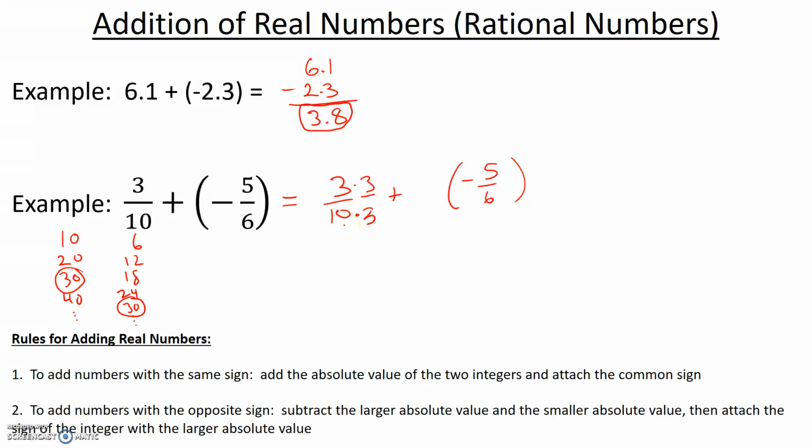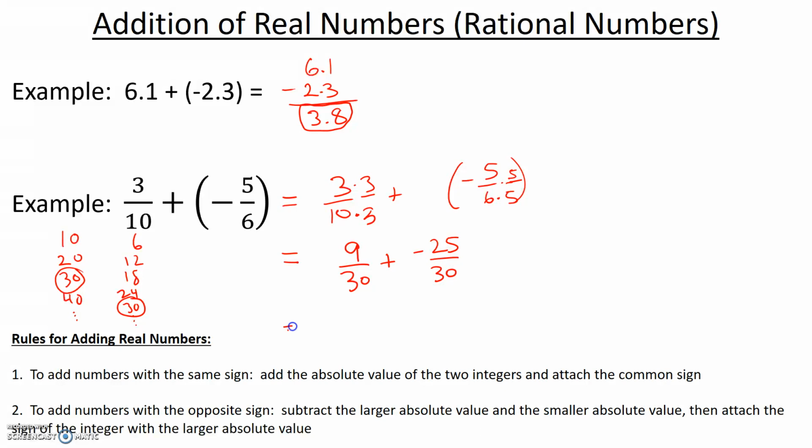Same thing with negative 5 over 6. To rewrite negative 5 over 6 with a denominator of 30, we would multiply the 6 by 5. And if you multiply the denominator by 5, we must multiply the numerator by the exact same thing. So now we have 3 times 3, which is 9 over 30, plus negative 5 times 5, which is negative 25 over 30.